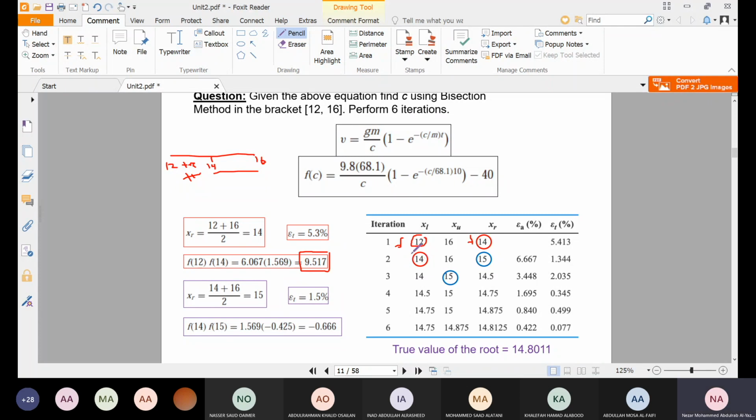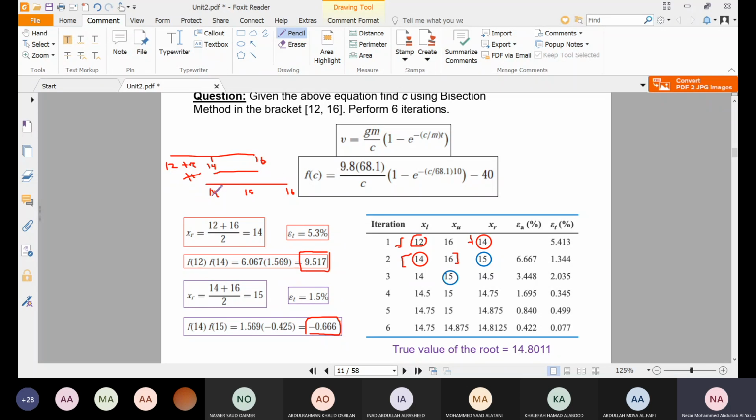I will now have two new bounds. This is 14 to 16 now. I will compute the midpoint, 15. Evaluate the function at 14 and 15. Because 14 you already computed, you will evaluate it at 15 only, once only. Evaluating it at 15, I found the value is negative. So here this is 14 and this is 16, and the midpoint, we said, is 15.